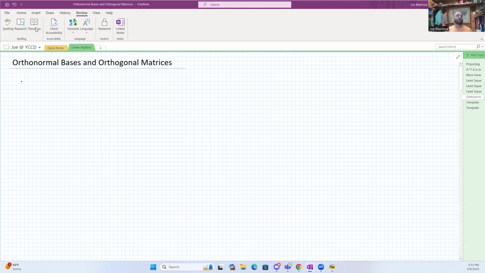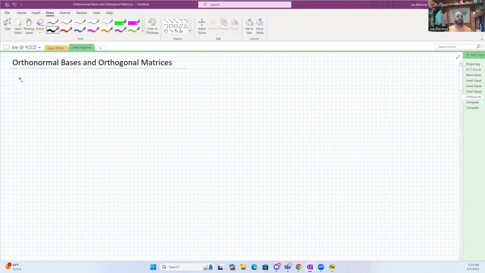So what we're going to say is that a set of vectors v1 on up to vn is orthonormal, and this consists of two words, the ortho bit and the normal bit. So orthonormal if vi dotted with vj is equal to either 0 or 1.